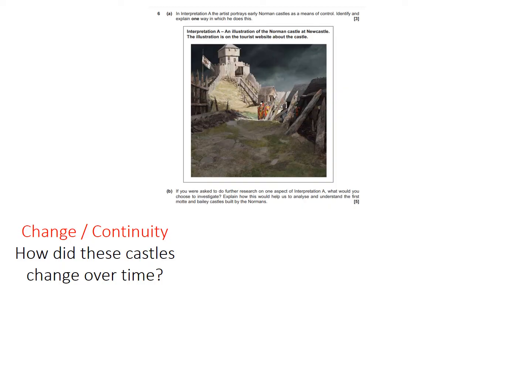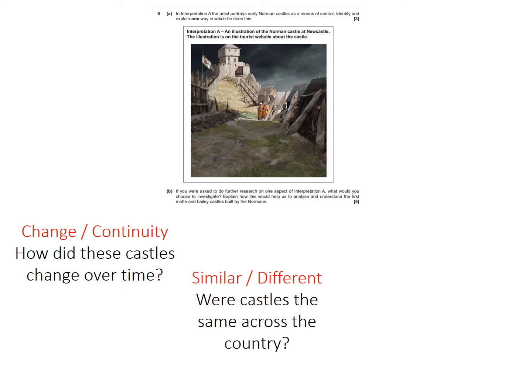I could look at change and continuity. I would like to look at how castles changed over time. I would do this by looking at the archaeological remains of different castles in different places in the country to see how they changed. Or I could look at similarity and difference. I'd like to look at whether castles were the same across the country. This picture of a castle in Newcastle, was that the same as castles in Bristol, in York, in London, in Wales? That would be really interesting.